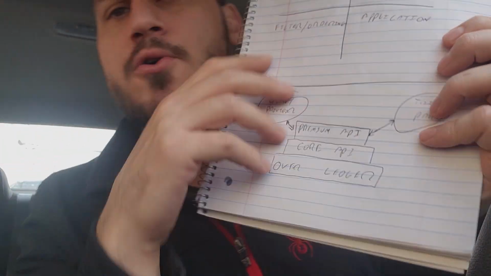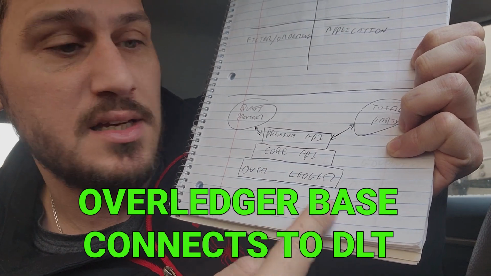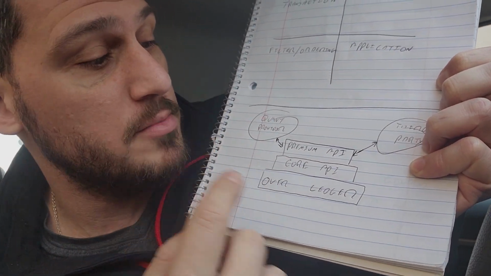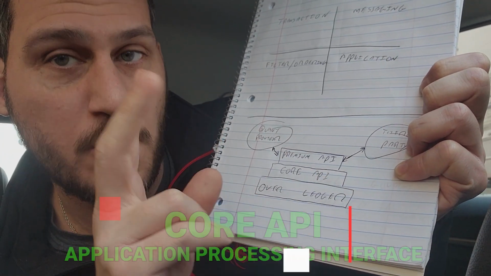And Overledger is broken down into these levels. You have Overledger, which connects into different DLTs, right? Both private, public, and government. Then you have the core API, which is the basics of Overledger. This is what it comes with.